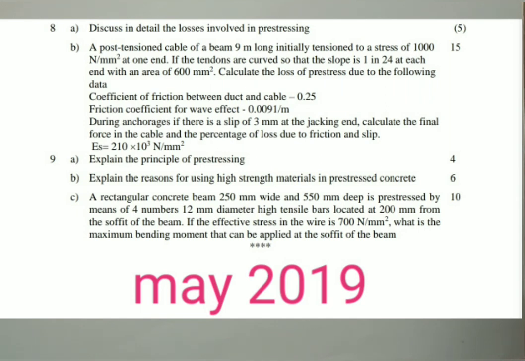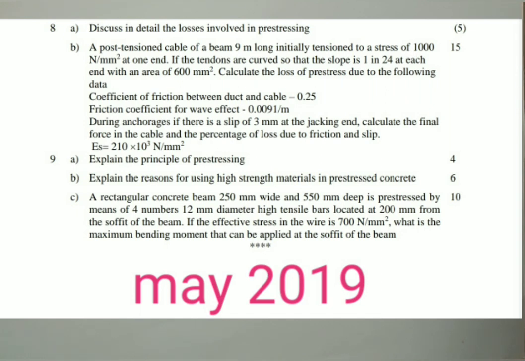Now to the B part. A post-tension cable of a beam 9 meter long is initially tensioned to a stress of 1000 Newton per mm square at one end. If the tendons are curved so that the slope is 1 in 24 at each end with an area of 600 mm square, calculate the loss of pre-stress due to the following data.